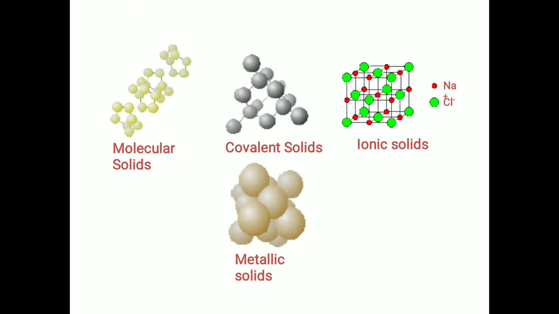How did we classify them into molecular, covalent, ionic, and metallic? The classification was based on the nature of the constituent particle and the type of attraction between the constituent particles. If the constituent particles are molecules, the solid is a molecular solid. If the constituent particles are atoms, it is a covalent solid or atomic solid, also called a network solid. If the constituent particles are ions, it is an ionic solid. If the constituent particles are metal ions, it is a metallic solid.